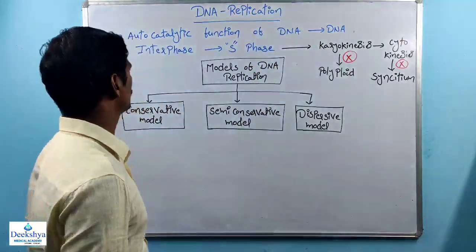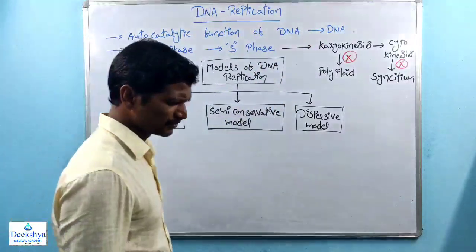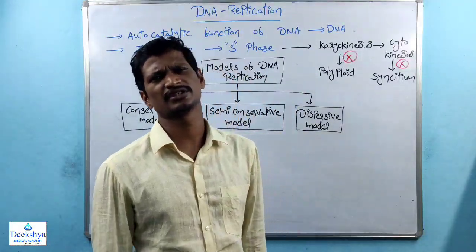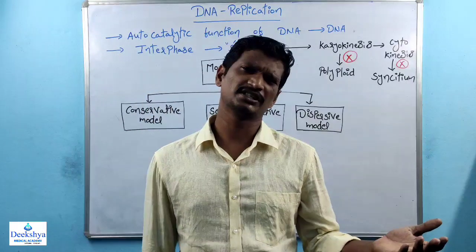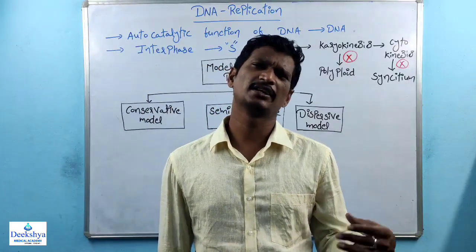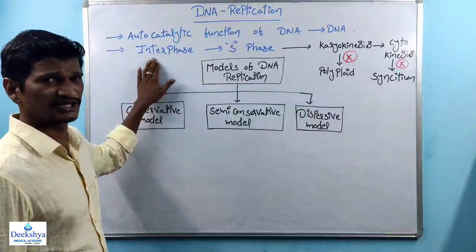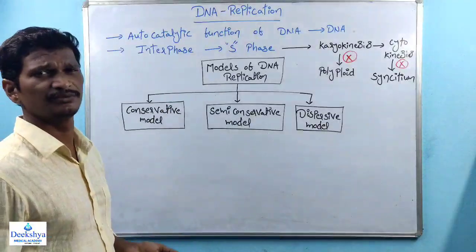Right, and coming to the next one. Suppose we are discussing a eukaryotic cell. Just imagine this is the eukaryotic cell. Either in prokaryotic cells or in eukaryotic cells, DNA replication takes place. But here we are discussing interphase, which is seen in eukaryotic cells.